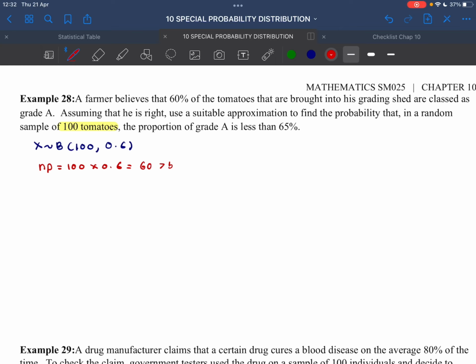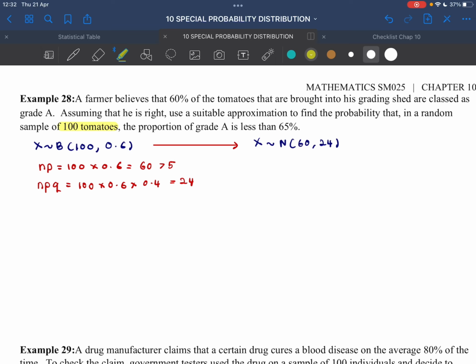Okay, we know that 60 is greater than 5. Automatically, you have to change this into normal distribution. So we find npq as well. So we have 100 times 0.6 times 0.4, which is 24. Okay, change this to normal distribution. So we have x normal with mean 60 and the variance is 24. Okay, so this is your mean, this is your variance. So that is your step 1.